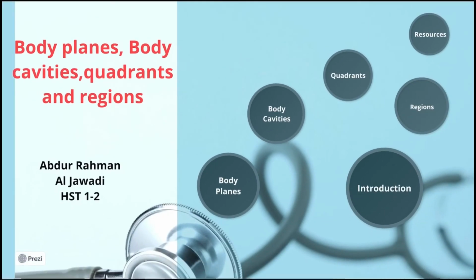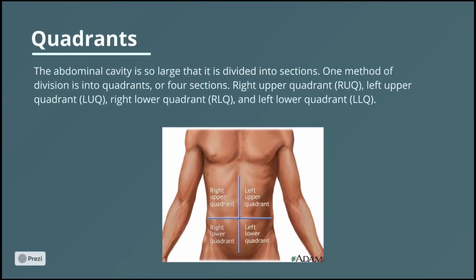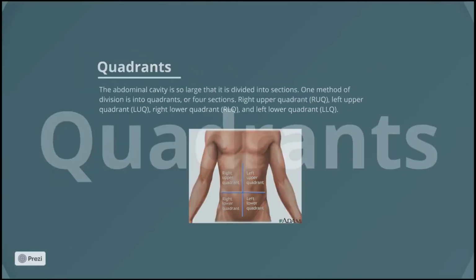Now we want to talk about quadrants. The abdominal cavity is so large that it has to be divided into sections. One method of dividing is division into quarters, or four sections: the right upper quadrant, the left upper quadrant, the right lower quadrant, and the left lower quadrant. We have to keep in consideration that when we call right and left, it is to the right and left of the patient and not us.